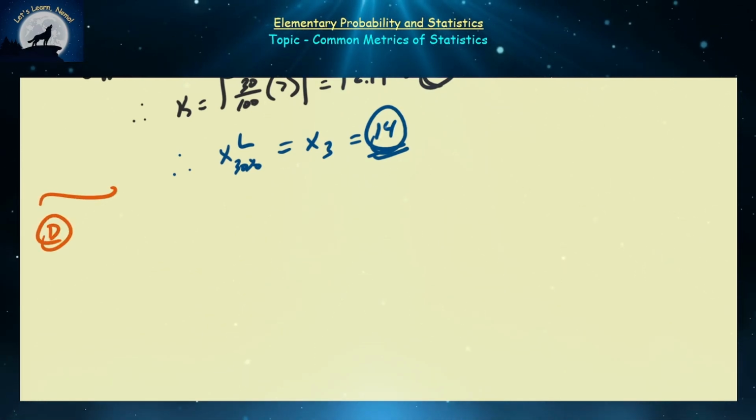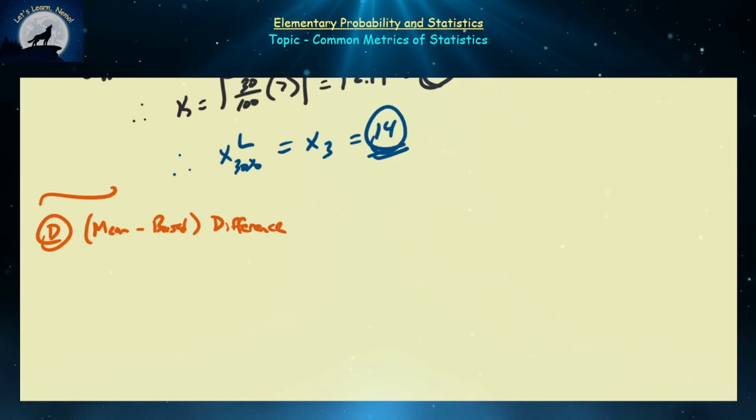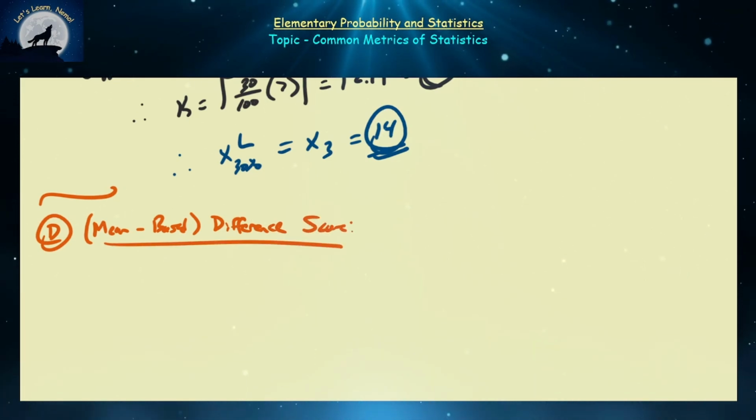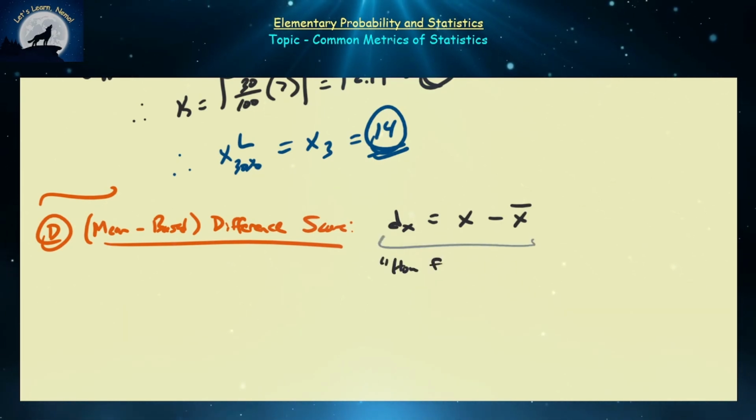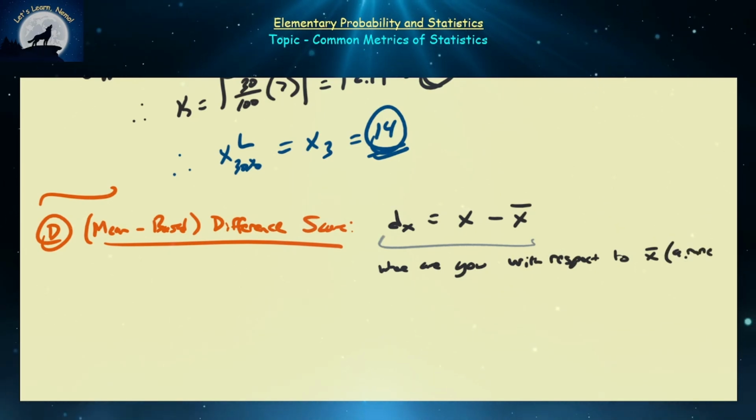Another measure of position is what we refer to as the mean-based difference score. And we're going to note that this is dx is equal to x minus x bar. So what does this tell you? Well, this just describes where you are with respect to x bar. Some people will use the arithmetic mean for x bar. And notice I put mean based in parentheses because some people will ask the question, where are you with respect to the median? So that would be a median based difference score. And the only difference is, instead of using the mean here, you would just use the median.